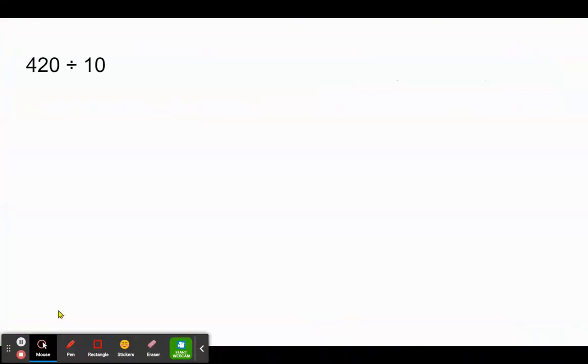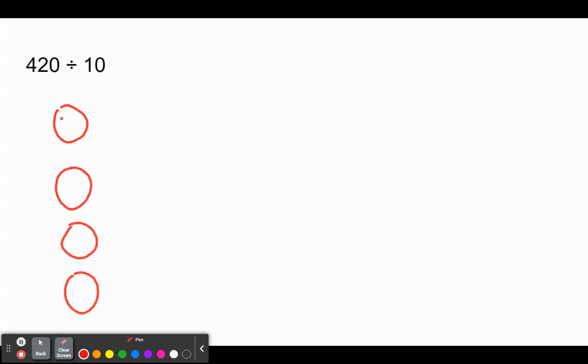All right, let's go ahead and first take a look at our first problem. So we have 420 divided by 10. Let's try solving this using place value discs. So let's represent 420 first. I'm going to go ahead and draw my place value discs. I have 4 hundreds, so I put down 4 discs. Each one of these discs represents 100.